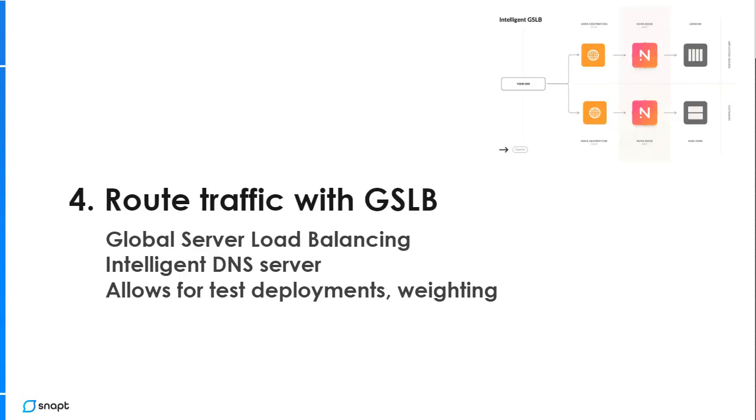The next learning and advice of ours is to route traffic with GSLB. GSLB is an acronym, it stands for Global Server Load Balancer. It's quite a simple concept, really, but what it has to do with is having an intelligent DNS server or service. There are many companies that provide it. Most clouds provide it. Snapt provides it, for example, that will route people to different locations around the world or data centers based on some information about them or about the place that they're trying to go.